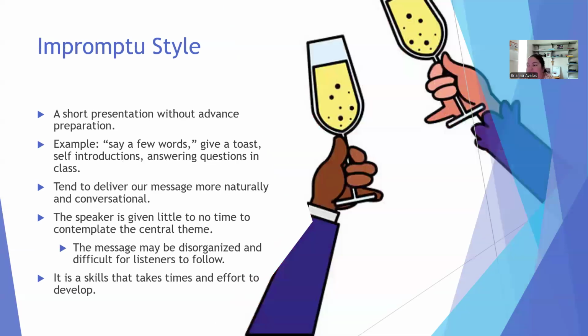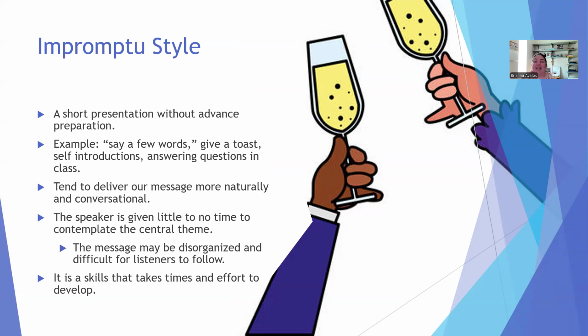Here's our third style, and it's the impromptu style. I think this one, you're going to do a lot in your life. It's a short presentation without advanced preparation. You don't know you're going to be talking. You don't really know that you're going to be vocalizing to an audience.